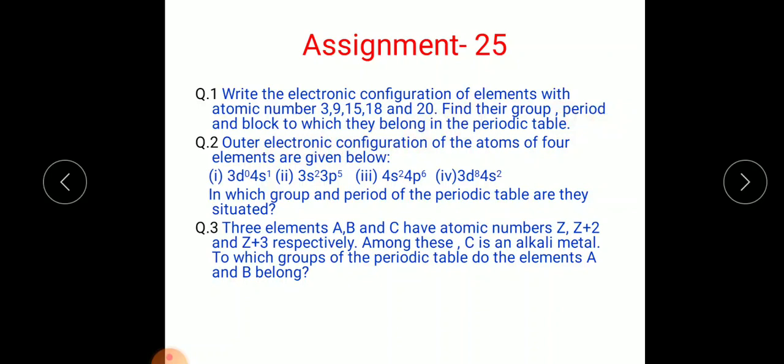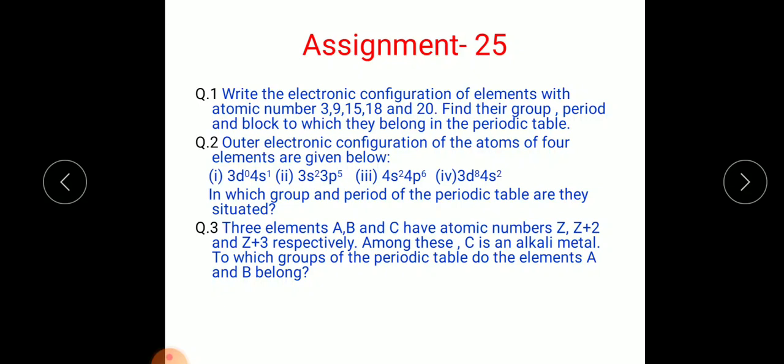Question number 2 is, the outer electronic configurations of the atoms of 4 elements are given below: 3d0, 4s1; 3s2, 3p5; 4s2, 4p6; and 3d8, 4s2. Now from this you need to identify for each of these electronic configurations to which group and period of the periodic table the elements belong.